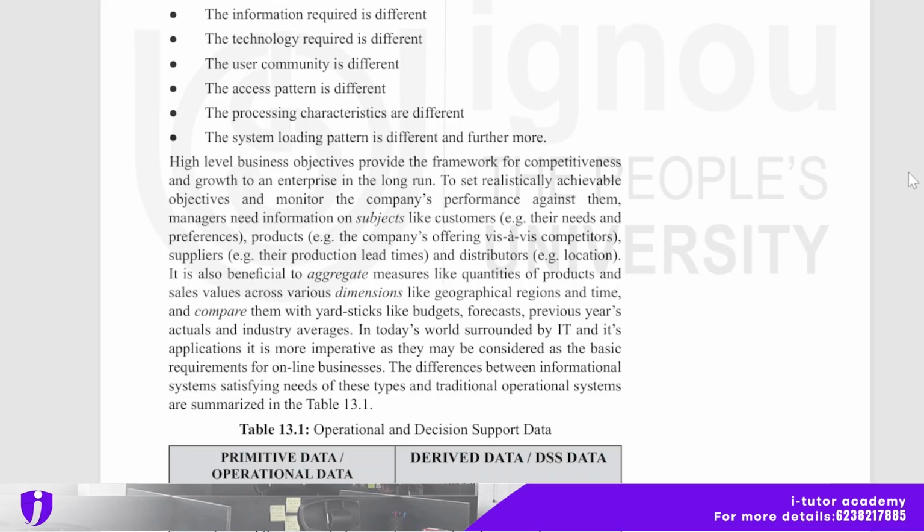To set realistically achievable objectives and monitor the company's performance against them, managers need information on subjects like customers, products, and distributors. It is also beneficial to aggregate measures like quantities of product and sales value across various dimensions like geographical region and time, and compare them with yardsticks like budgets, forecasts, previous years' actuals, and industry averages. In today's world, surrounded by IT and its applications, this is even more important, as it may be considered a basic requirement for online businesses.